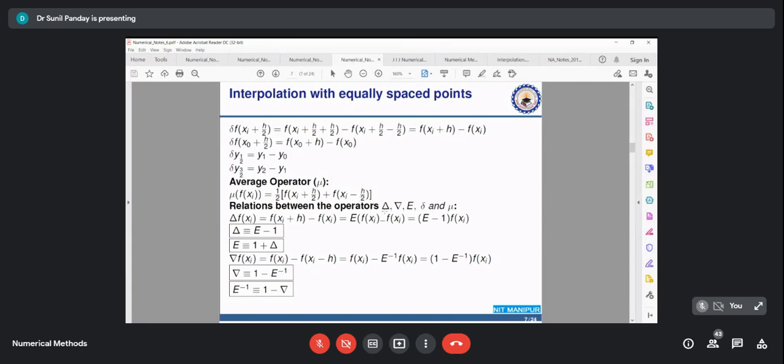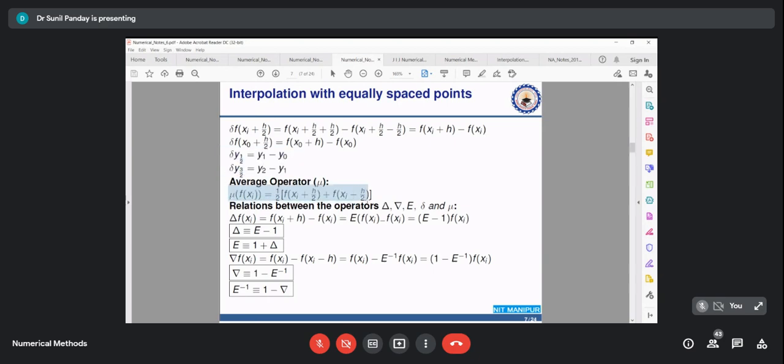And then we take some values like this one. So delta of y at 1 by 2 means y at 1 by 2 plus 1 minus y at 1 by 2 minus 1. So y at 1 by 2 plus 1 is y1 and y at 1 by 2 minus 1 is y0. So y1 minus y0. Delta of y at 3 by 2 is y at 3 by 2 plus 1 by 2, which is 2, and 3 by 2 minus 1 by 2, which is 1. So in terms of y, this is defined like this.